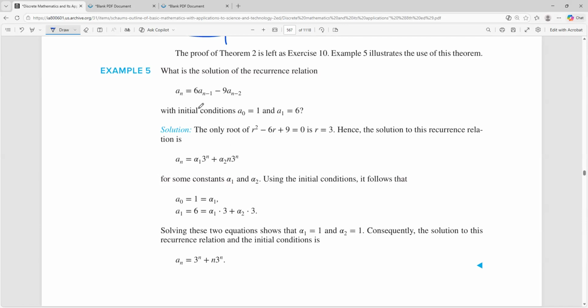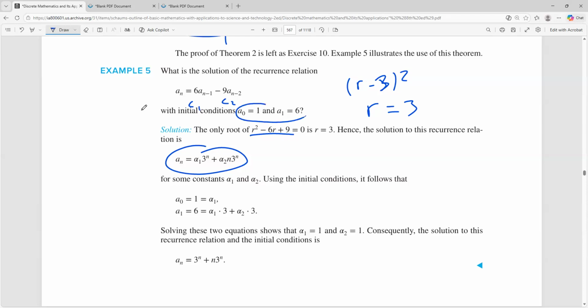I have a_n equals 6a_{n-1} minus 9a_{n-2}. So this is going to be c1, c2. And what is this? r squared minus 6r plus 9 equals 0. If you factor it, you get (r minus 3) squared. So our only root is r equals 3. And thus the solution is going to be alpha 1 times 3 to the n plus alpha 2 times n times 3 to the n.